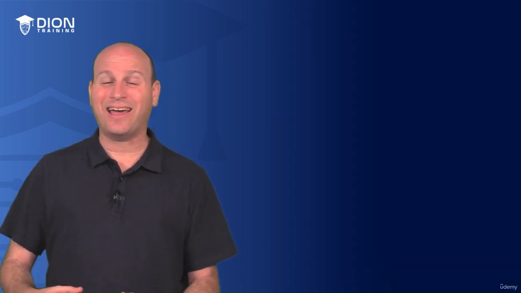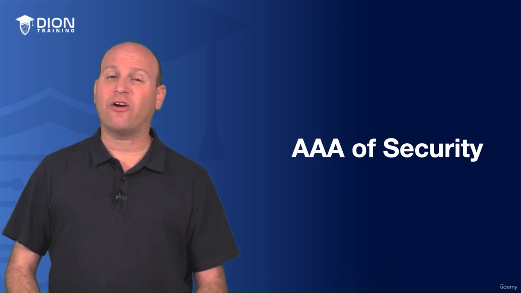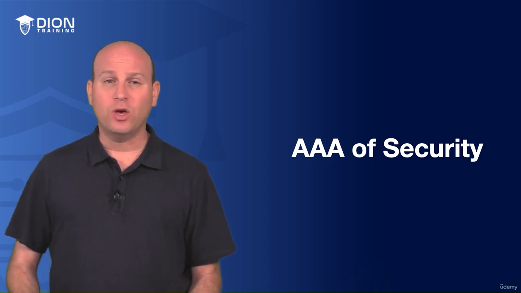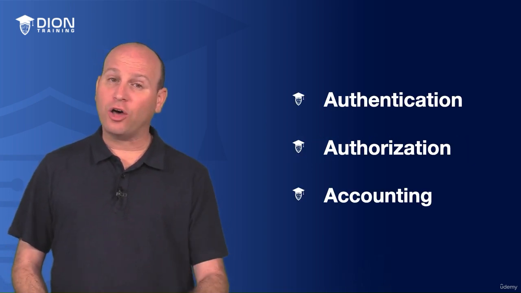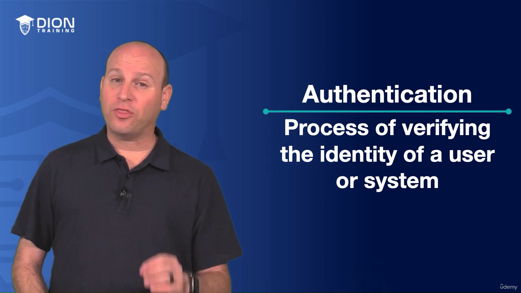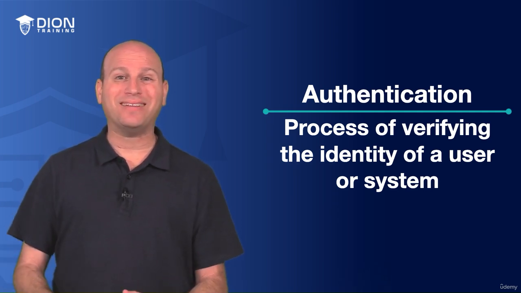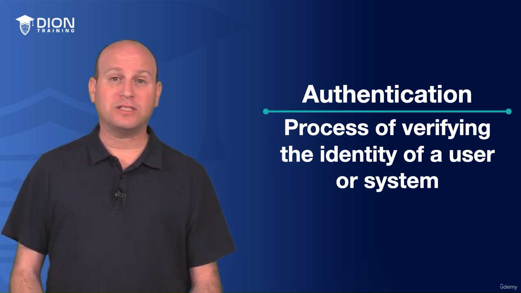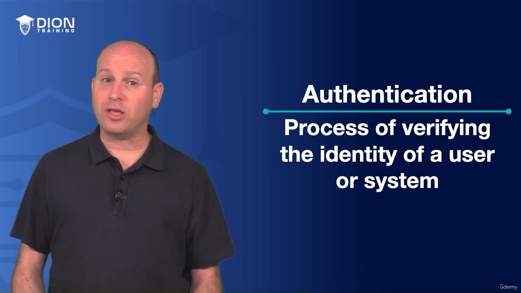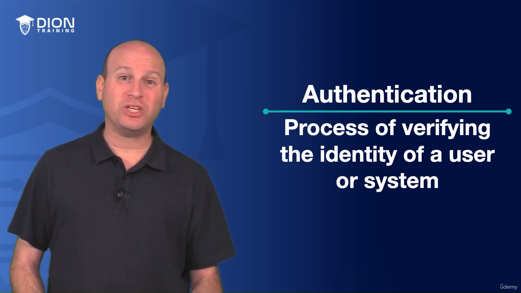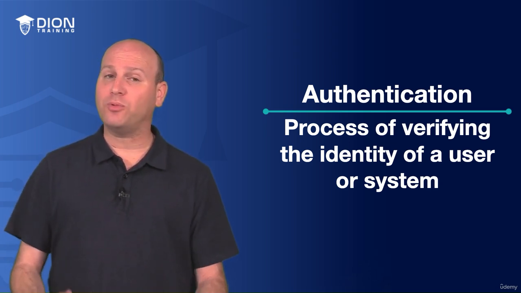Now, with the introduction of authentication into CIA-NA, we now move into this area of the triple A's of security, which we call authentication, authorization, and accounting. Now, authentication is the process of verifying the identity of a user or system. For example, when you try to log in to get to your email, your username and password is being checked against a stored version to confirm your identity.